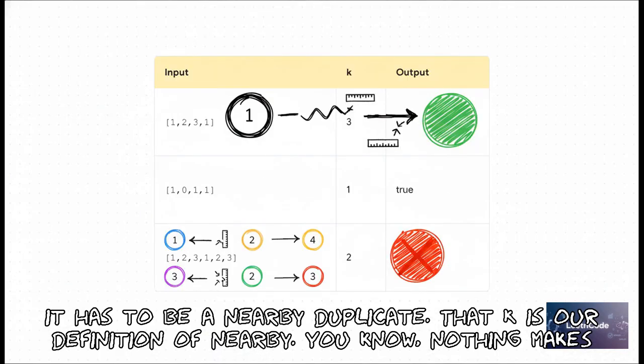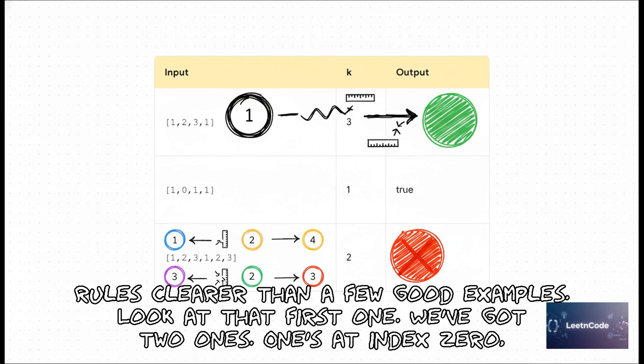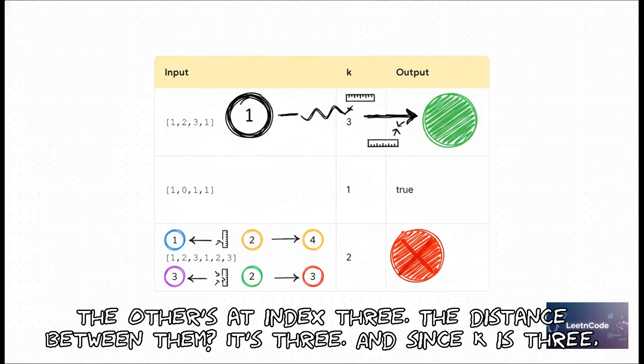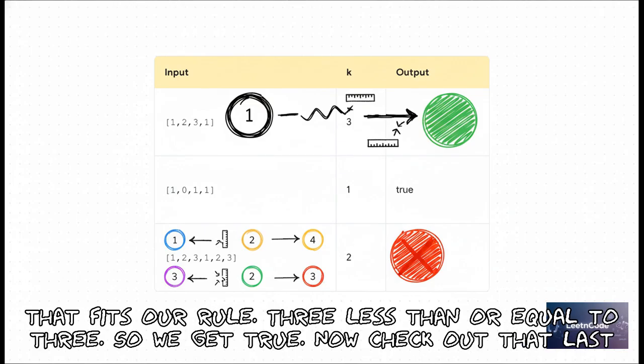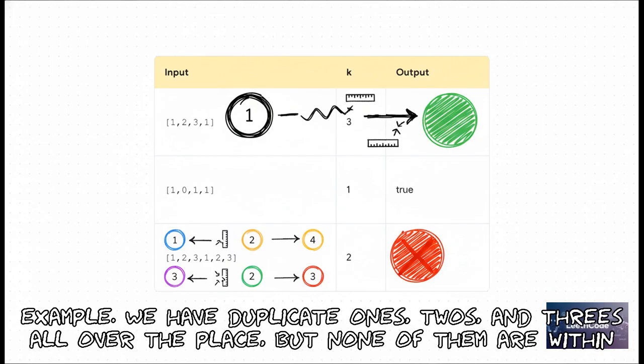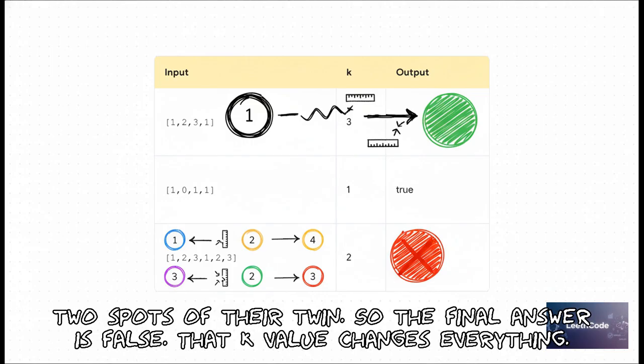You know, nothing makes rules clearer than a few good examples. Look at that first one. We've got two ones. One's at index 0, the other's at index 3. The distance between them? It's 3. And since k is 3, that fits our rule. 3 is less than or equal to 3. So we get true. Now check out that last example. We have duplicate 1s, 2s, and 3s all over the place, but none of them are within 2 spots of their twin. So the final answer is false. That k value changes everything.